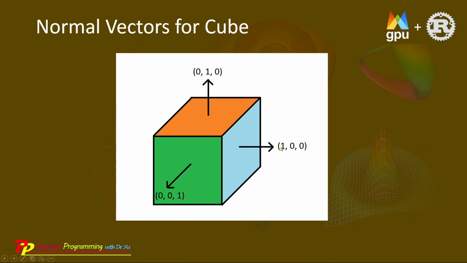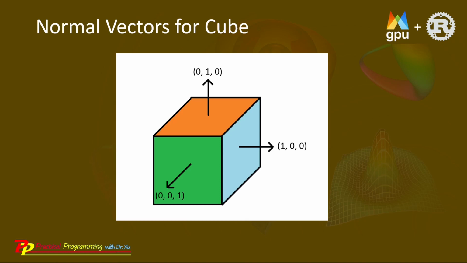For the right face, it is just pointing to the x direction. That is 1, 0, 0. For the top face, we have 0, 1, 0, just pointing to the positive y direction. In the same way, we can specify the normal vectors on the other faces. Note that the length of the normal vector needs to be normalized to 1. As long as we have the normal vectors, we can then use the light model built in the last video to calculate the light effect for our cube.